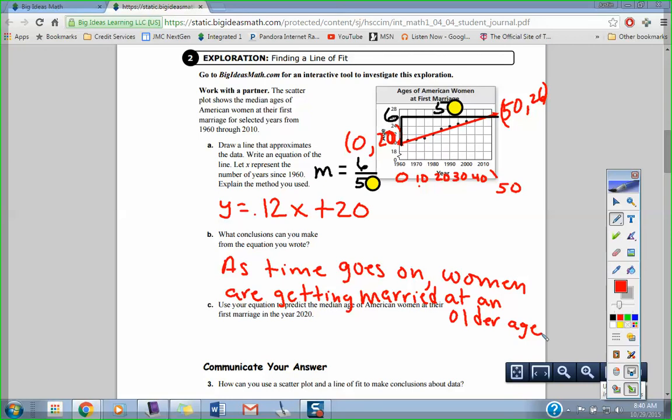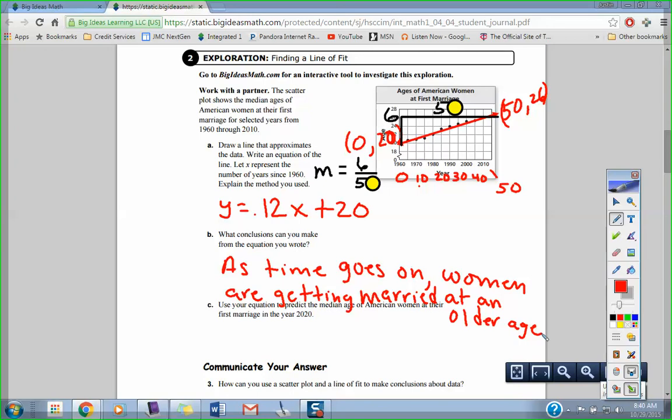Finally, part C says the following. Use the equation that you wrote in part A for the median age of American women at their first marriage in the year of 2020. So we want to know how old women are going to be. What's the median age going to be for girls in the year 2020?